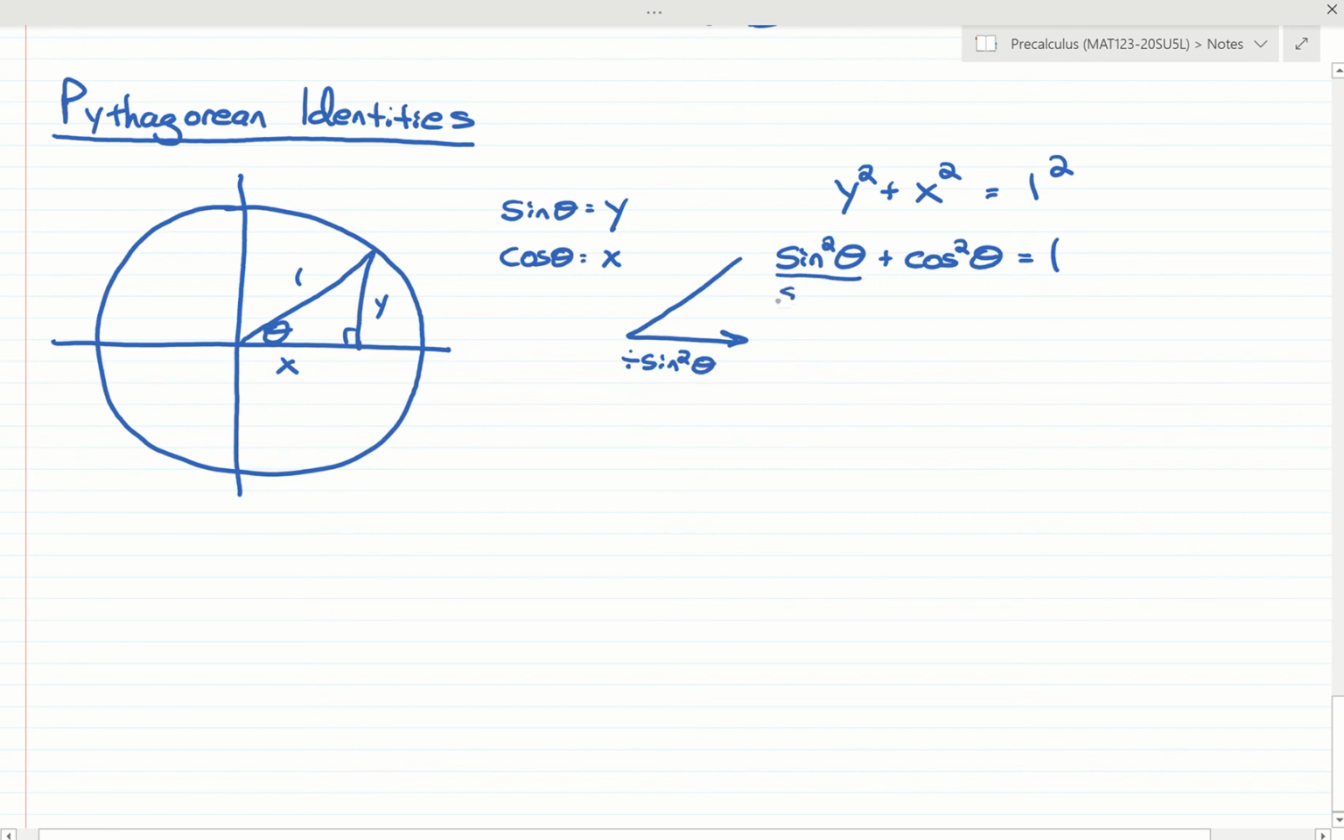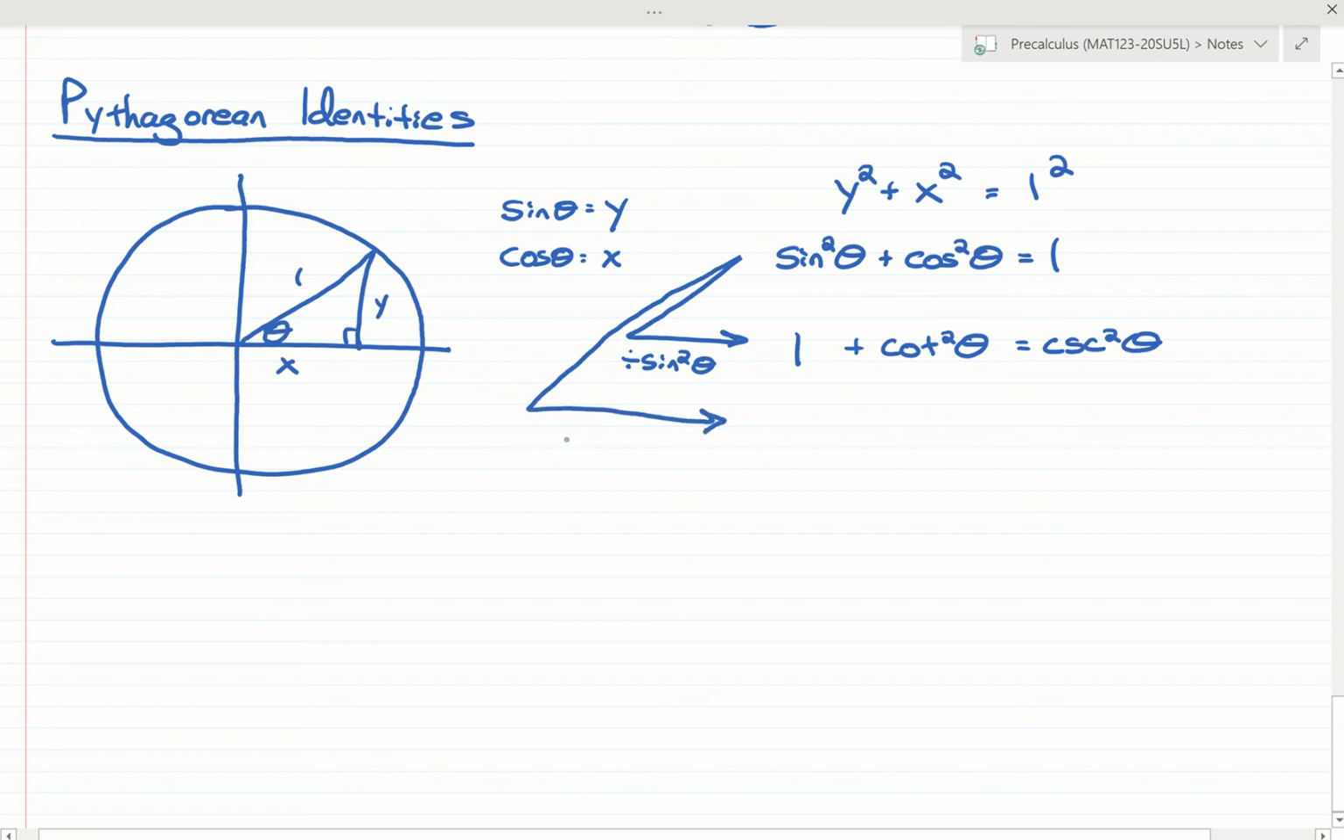So sine squared divided by sine squared is 1. Cosine squared divided by sine squared, we're going to be learning about soon, but cosine squared divided by sine squared just turns into cotangent squared. And 1 divided by sine squared, that's a reciprocal identity for cosecant squared. That gives us another identity. We'll be learning about the cotangent when we talk about quotient properties. I don't just want to tell you these and ask you to memorize them. I want you to understand where they come from.